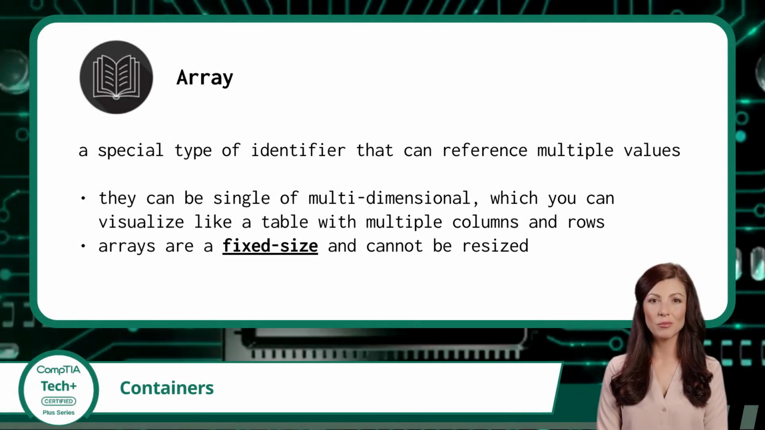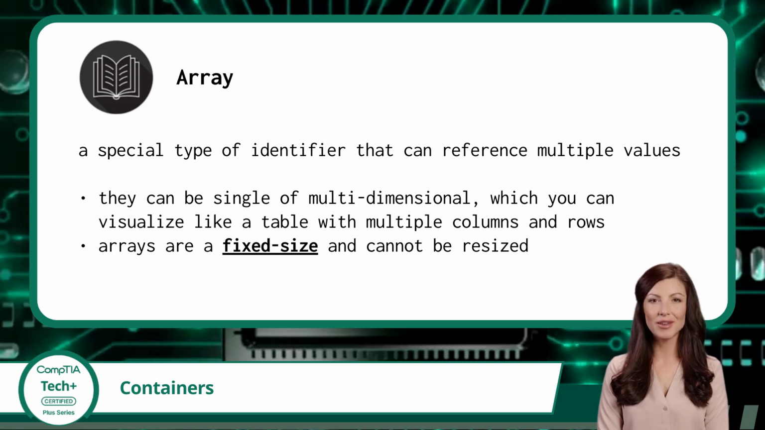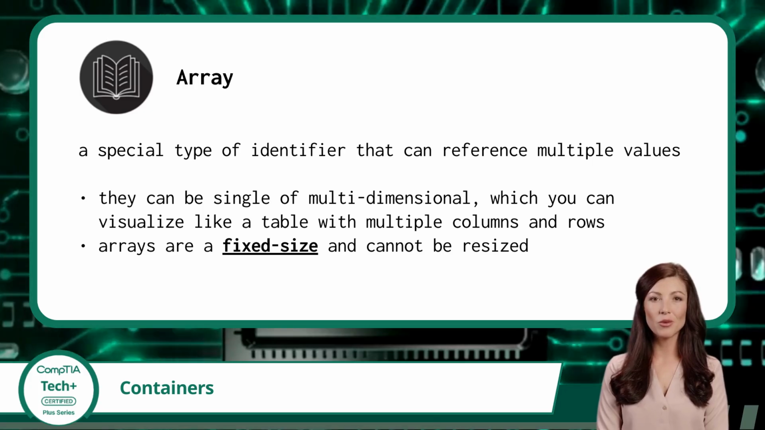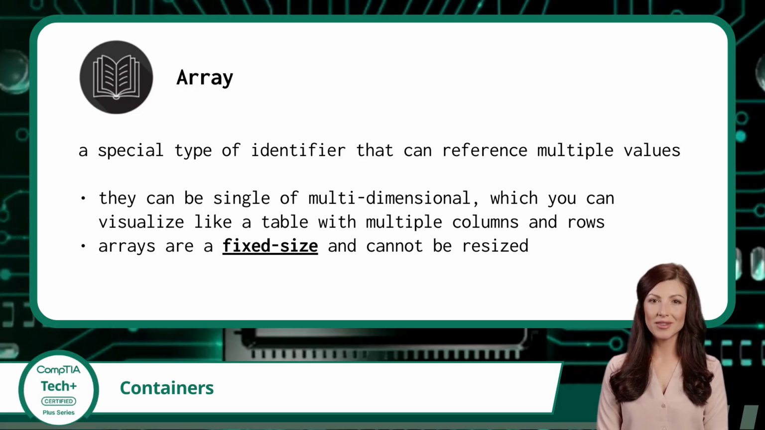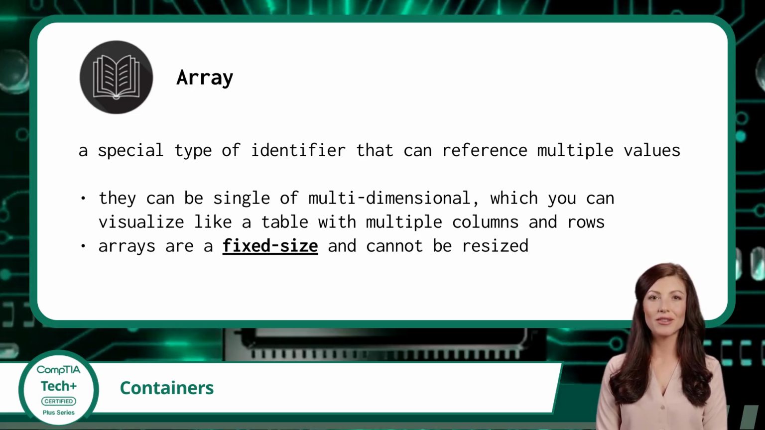Okay, so how does CompTIA define an array? An array is a special type of identifier that can reference multiple values. These values can be arranged in a single or multi-dimensional manner, which you can visualize like a table with multiple columns and rows. Additionally, an array will be of a fixed size, meaning you cannot resize it after it is declared.